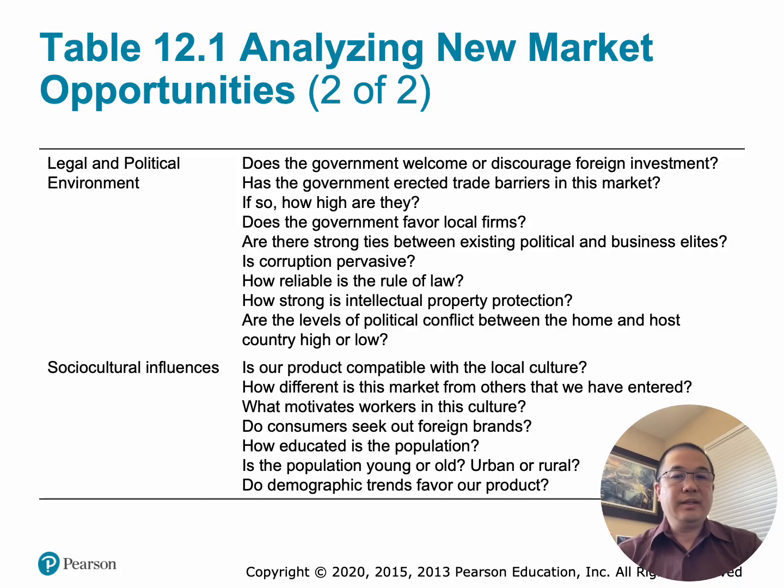Is corruption common? High corruption can increase business costs, legal risks, operational uncertainty, so companies often avoid markets where bribery is widespread. How reliable is the rule of law? Businesses need confidence that contracts will be enforced, courts are fair, property rights are protected. Without legal certainty, investment becomes risky.